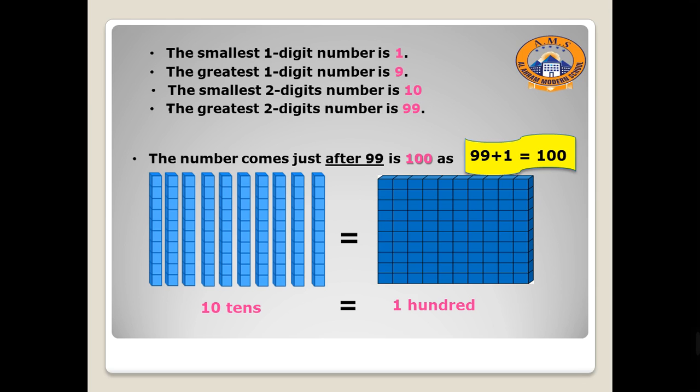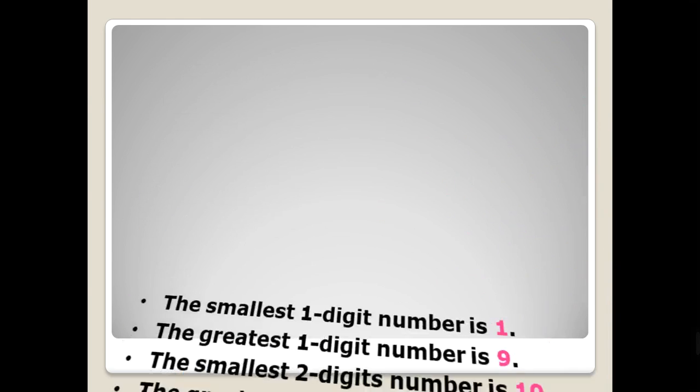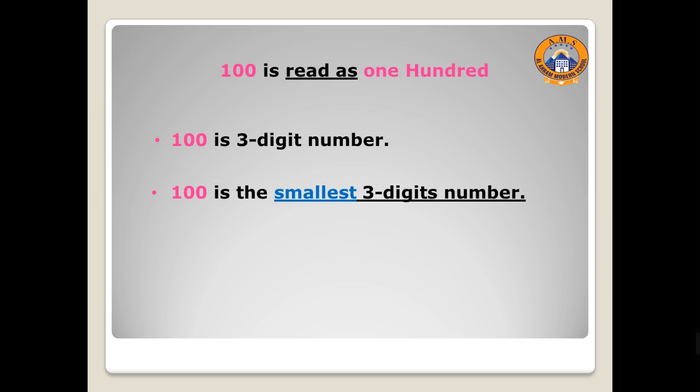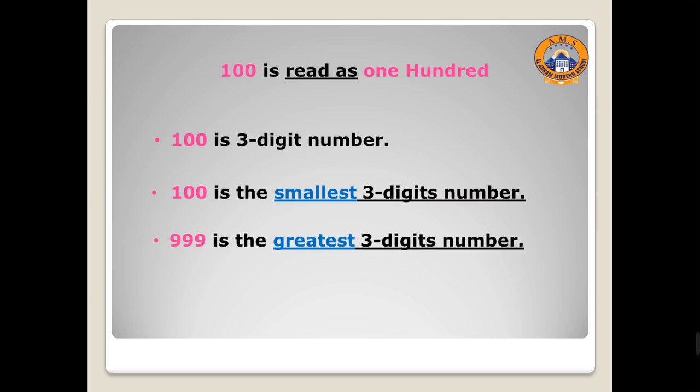You can write also 100 in words or in digits. 100 is read as one hundred and it is a 3 digits number. Also 100 is the smallest 3 digits number and 999 is the greatest 3 digits number.